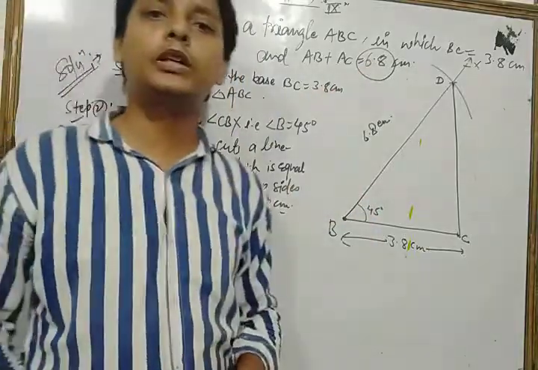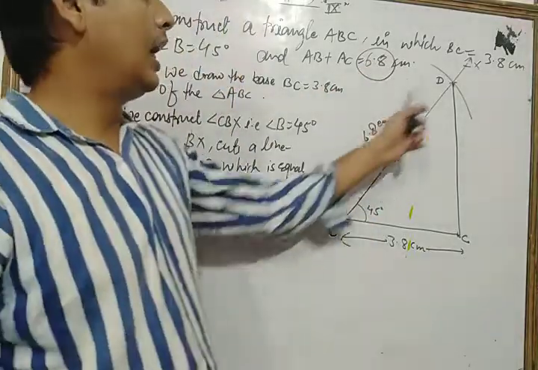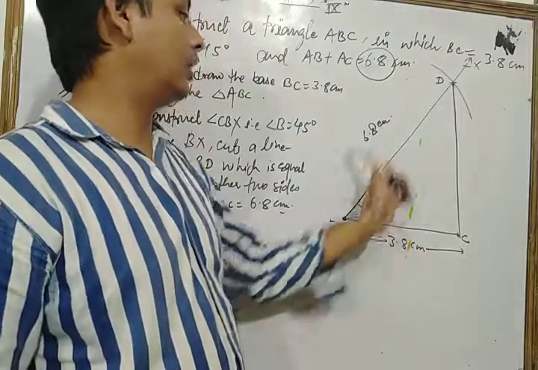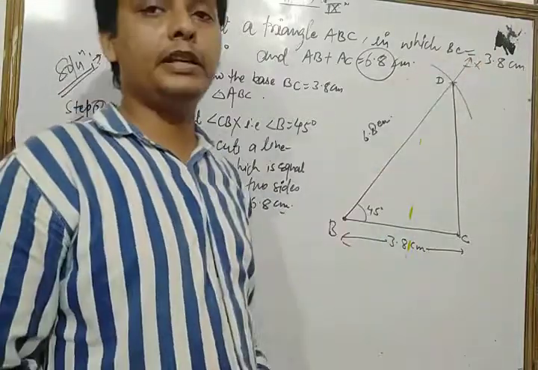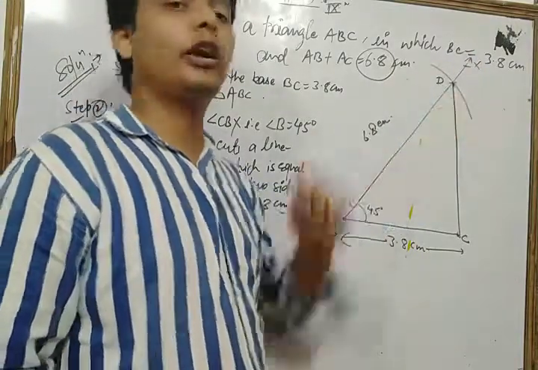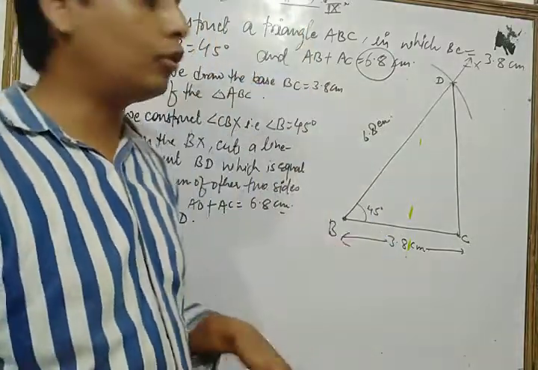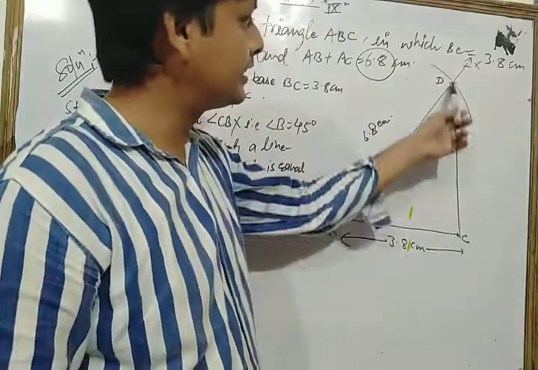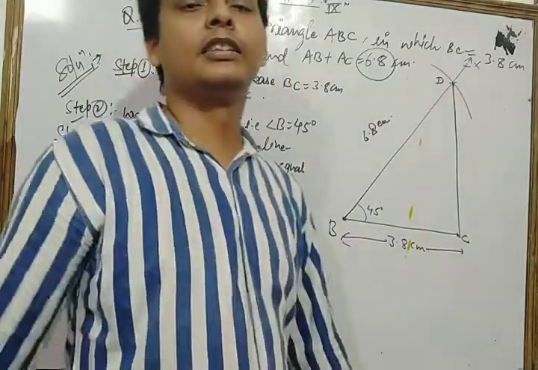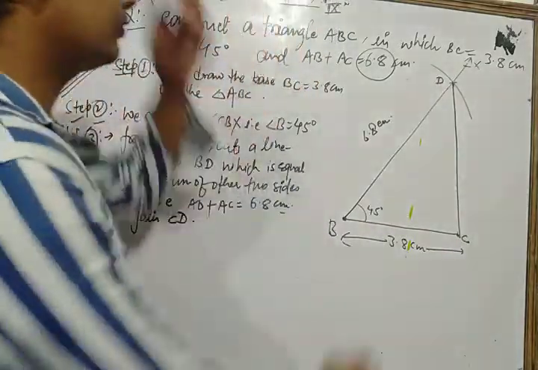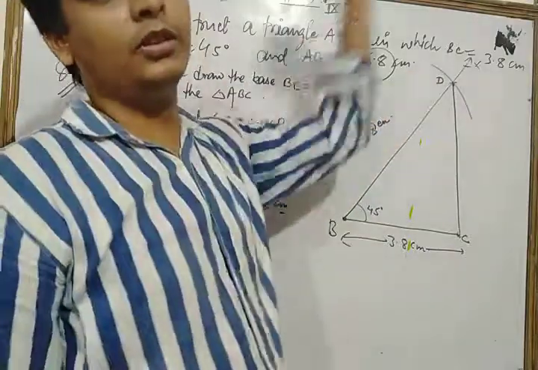Now after that, taking B as center and distance equal to the sum of the other two sides, that is 6.8 centimeter, we cut an arc at the ray BX, which intersects the ray BX at point D. Okay. Now in fourth step, we join CD. Now what do we do?